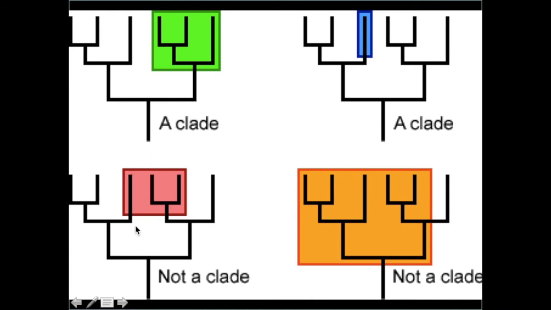Notice that these other ones do not make up a clade because it wouldn't include all of the descendants. This evolutionary line and this evolutionary line, even though they're right next to each other, we'd have to trace it all the way back down here to see where they attached. So it's not a full representation of all of the descendants of an organism.